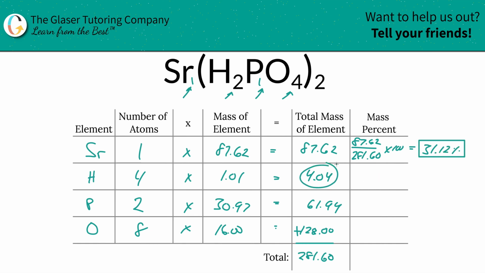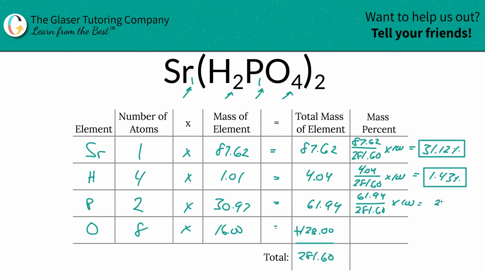Now you're going to do the same thing for hydrogen. Total mass of that hydrogen, 4.04, divided by the total mass of the compound, 281.60, multiplied by 100, and this is going to work out to be about 1.43%. Look at how nice and simple this is now. We're just using this column. So total mass of phosphorus, this is 61.94, divided by the total mass of the compound, 281.60, times 100, and that's going to work out to be almost 22% even.